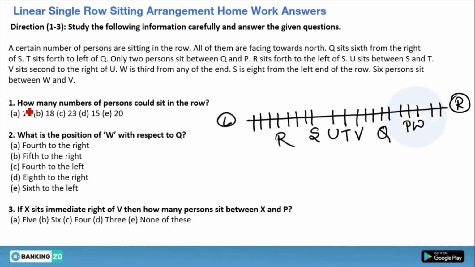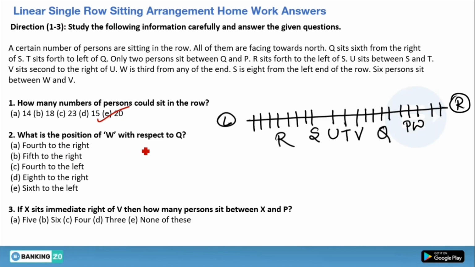Okay, so question number 1, how many persons could sit in the row? So count the number of seats which we have plotted by solving the above conditions. So 1 2 3 4 5 6 7 8 9 10 11 12 13 14 15 16 17 18 19 and 20. So the correct answer is 20.